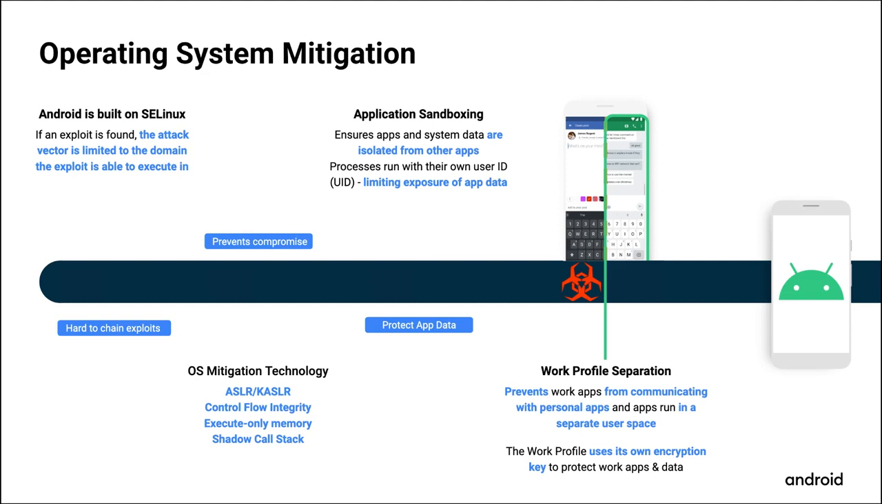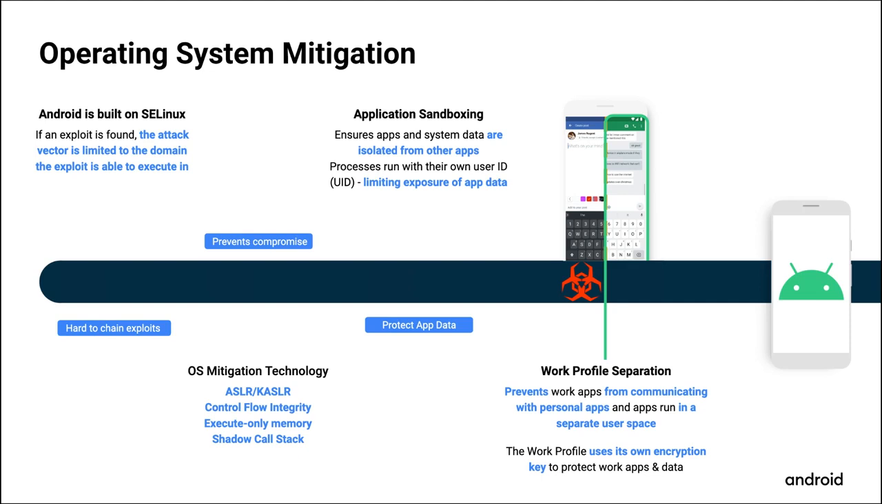Now, on a managed device, we have work profiles, and a work profile provides very strong separation between a personal side of the device and then a part of the device that is protected and controlled by the enterprise. It prevents work apps from communicating with personal apps and vice versa. And the apps actually run in a separate user space all the way to the SE Linux kernel. So the apps, again, not only are they sandboxed, but they're also isolated from communicating with one another more strongly with this work profile separation.